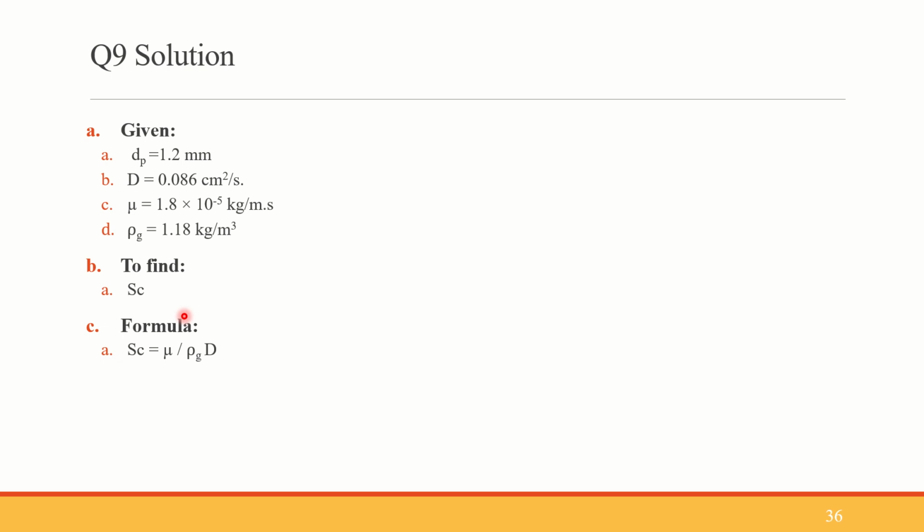So now we are going to substitute. Schmidt number is equal to mu divided by rho g d, and it is just substitution. Mu is 1.8 into 10 power minus 5, divided by rho g, which is 1.18, into d, which is 0.086 centimeter square. In order to make all the units the same, it is 0.086 into 10 power minus 4. So we are just converting here, and it equals 1.77.